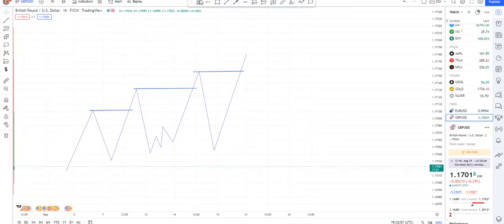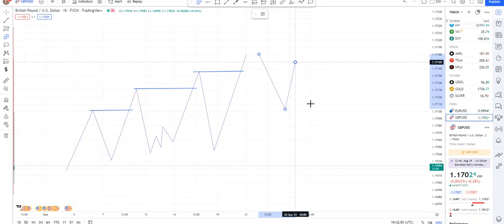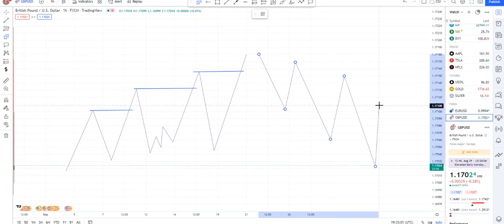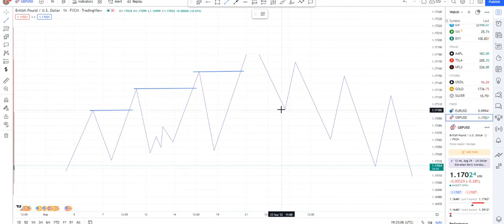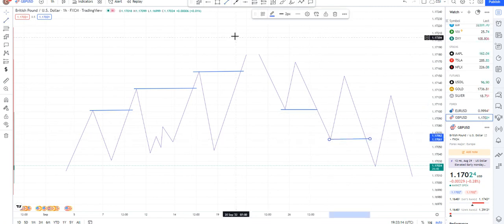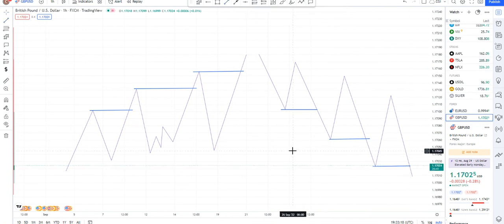So in the downtrend as well, the same thing we are doing. External liquidity is our target. All these lows are external liquidity. So that's basically external liquidity, major liquidity, and internal liquidity.